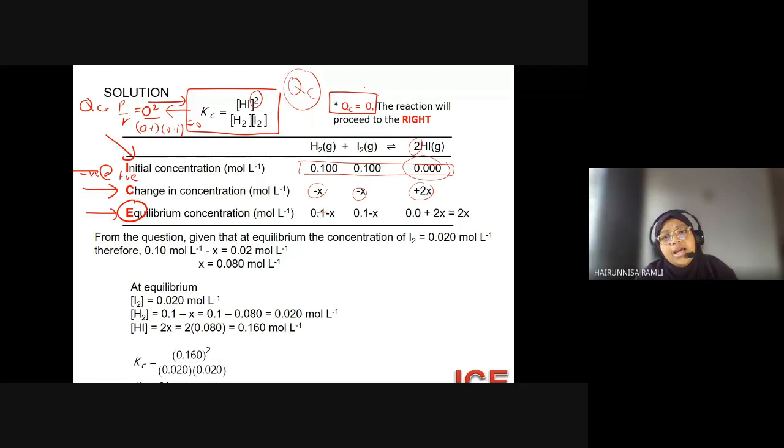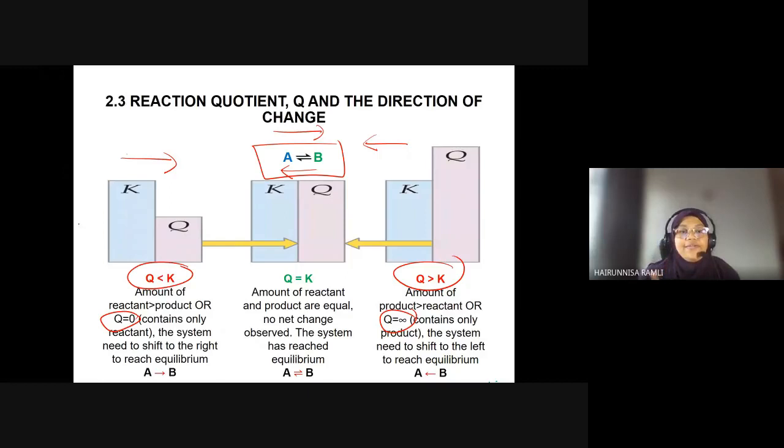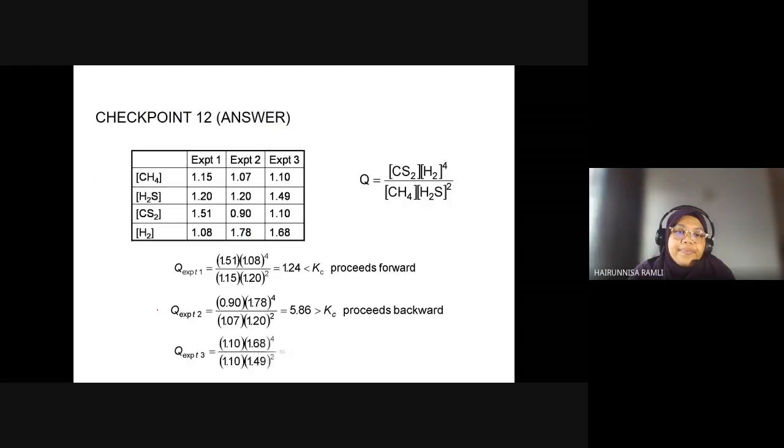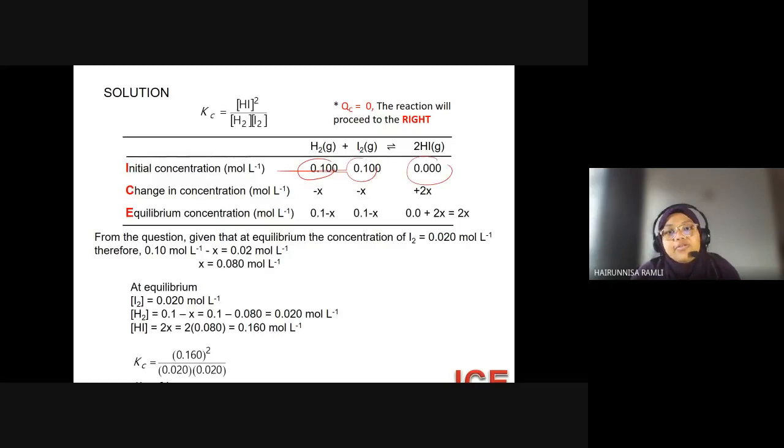So, how to know that this will proceed to the right? Tadi kan saya baru repeat balik. Lepas tu last part saya cakap awak kena ingat balik this part eh. Kalau Q tu less than K, now kita tak ada value of K, betul tak? Dia tak bagi, itu yang kita nak cari. But dia ada kata juga kalau amount reactant tu lebih daripada product or Q is equal to zero. Reactant lebih daripada product ataupun Q equal to zero eh. Betul tak amount reactant tu lebih daripada produk? Produk kosong kan? Betul lah. And then bila you kira pun is equals to zero, betul tak? 0 bahagi dengan 0.1 darab 0.1. Zero. So of course dia memang akan proceed to the right.